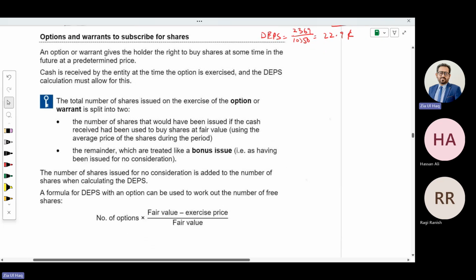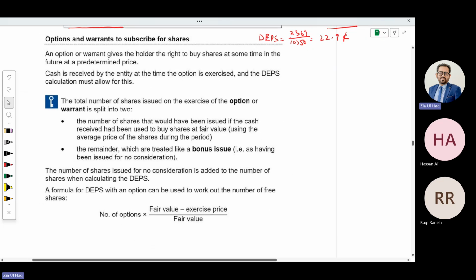The price at which you offer the option is called the exercise price. For example, the market price of a share is 5. You have offered, okay, I will sell you the share in future at 3. That is called the exercise price, at which he will have the option either to exercise or not exercise. While the market price is called fair price, fair value.